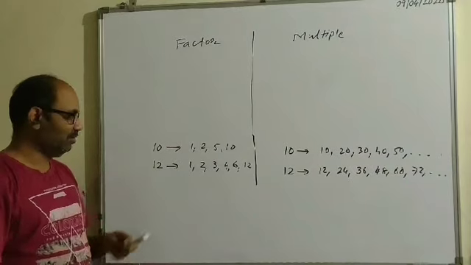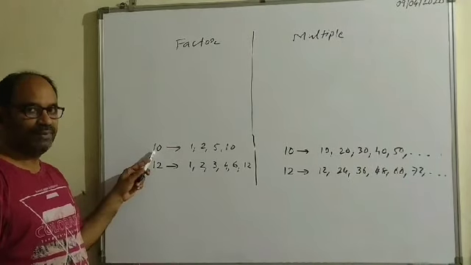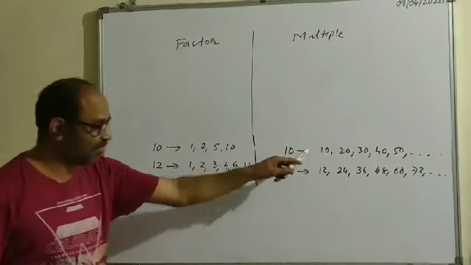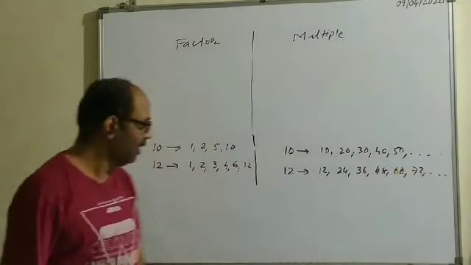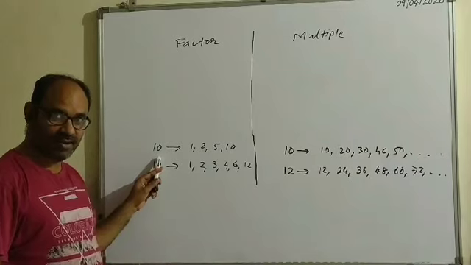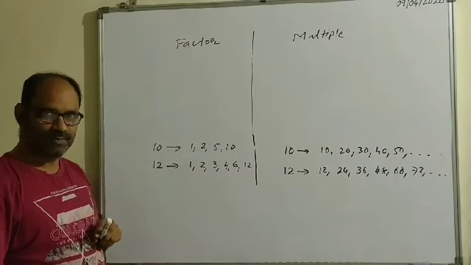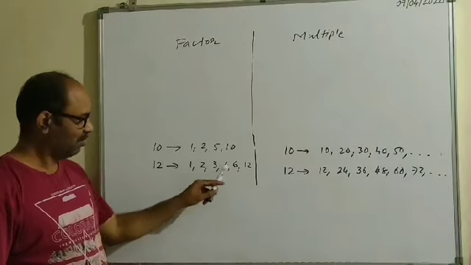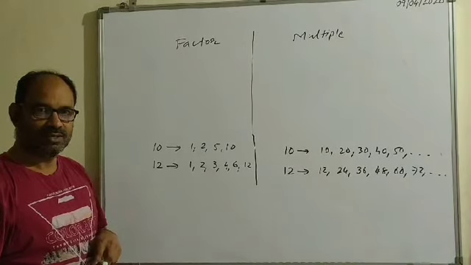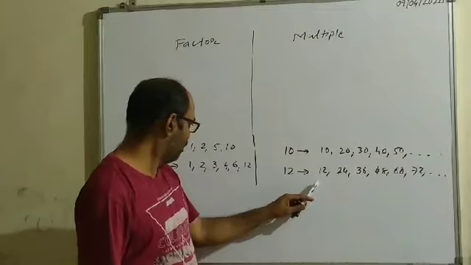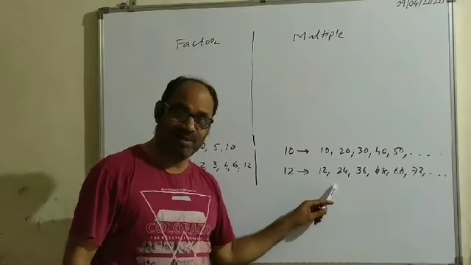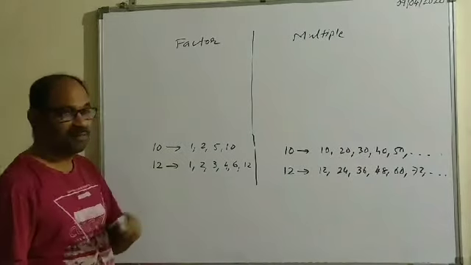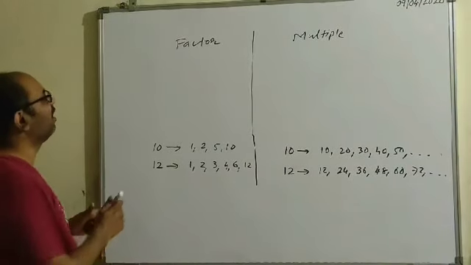So what do you observe? Multiples of 10 are infinite in number. How many multiples do you have? Infinite. And how many factors does 10 have? Only 4. How many factors does 12 have? 6. How many multiples does 12 have? Infinite. So that is the first difference between a factor and a multiple.